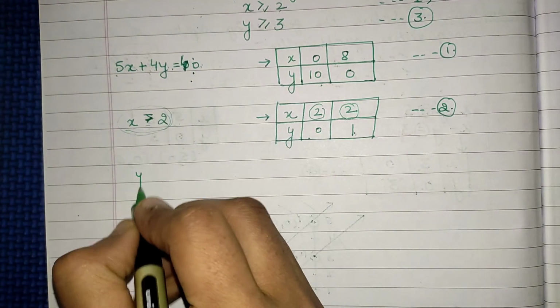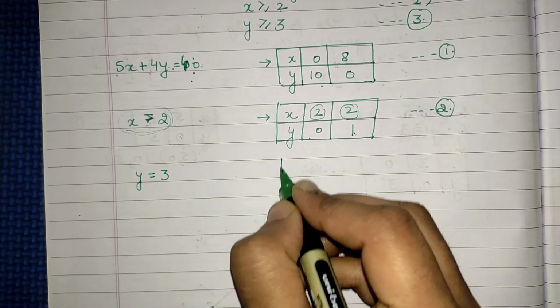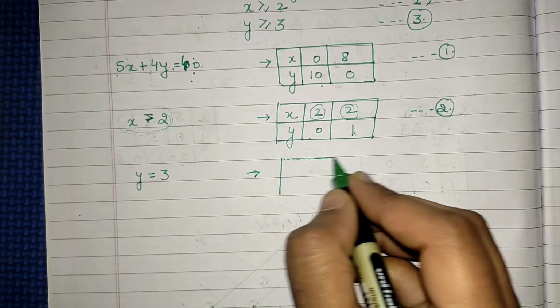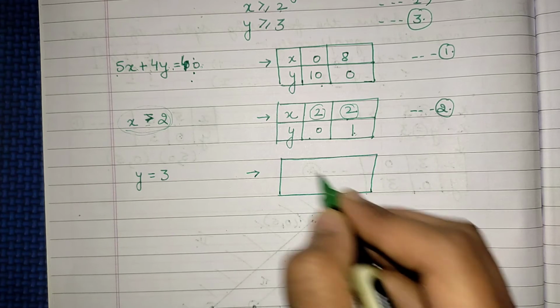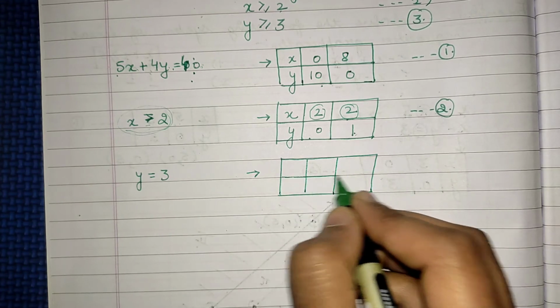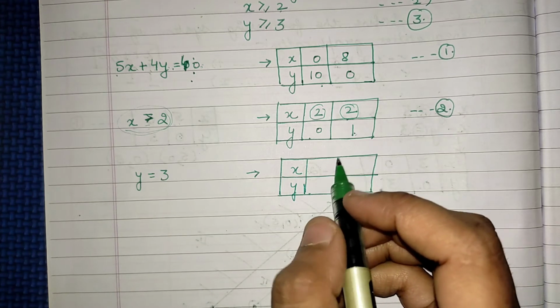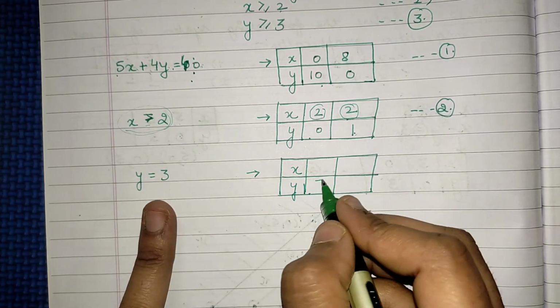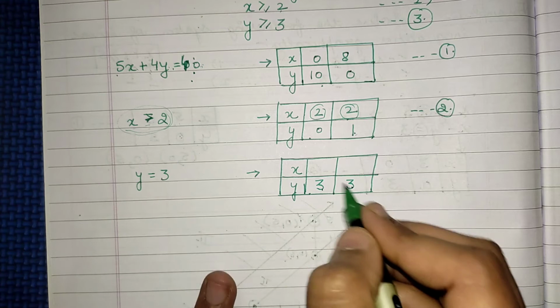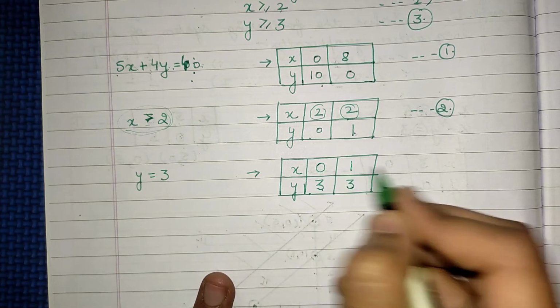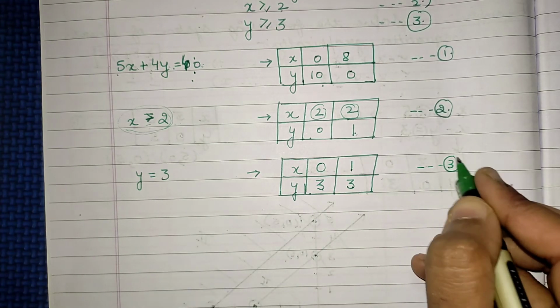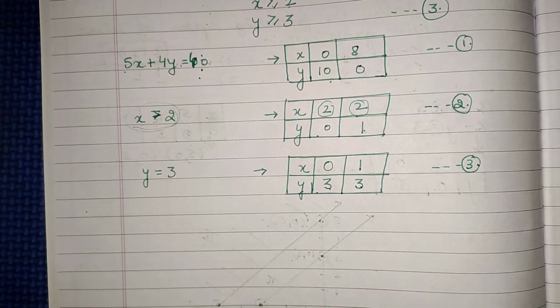And the third equation says y is greater than or equal to 3. Again we will forget about the inequality symbol and put the equal to symbol here. So y is equal to 3 means that y will always be equal to 3, whatever the value of x, it doesn't matter. So we have found the points.